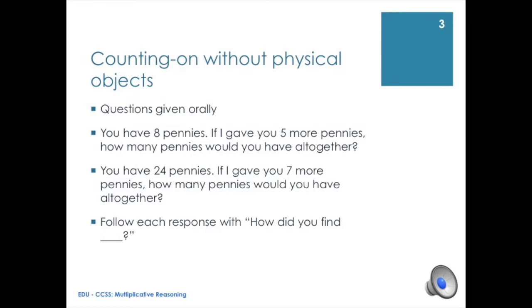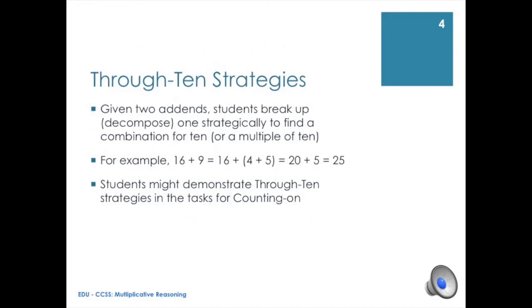What we're interested in here, though, are students being able to use counting on. If students are using through 10 strategies, this is another strong indicator that they've developed an understanding of number that would allow them to make sense of multiplicative situations. A through 10 strategy is when you're given 2 add-ins and you break up or decompose one of those strategically in order to create a combination of 10 or a multiple of 10.